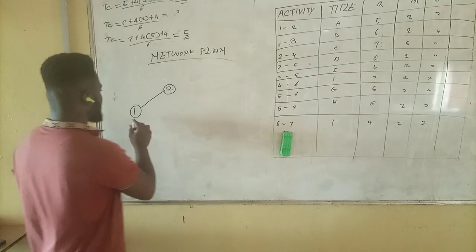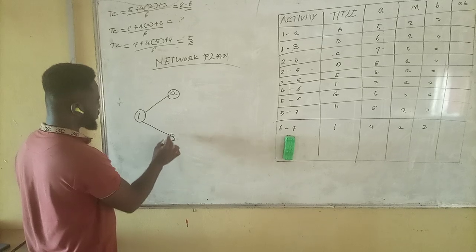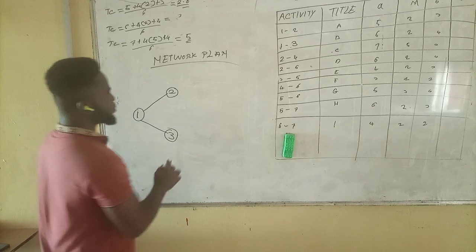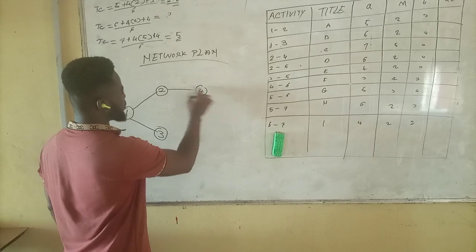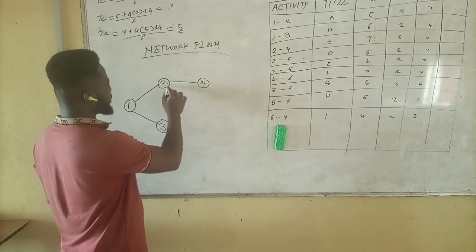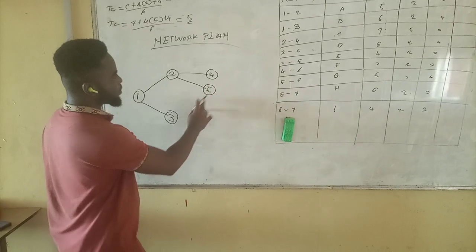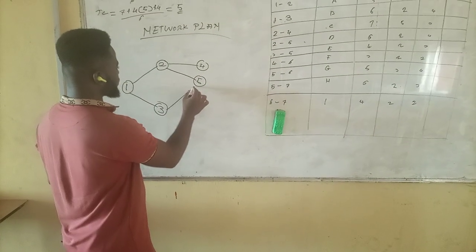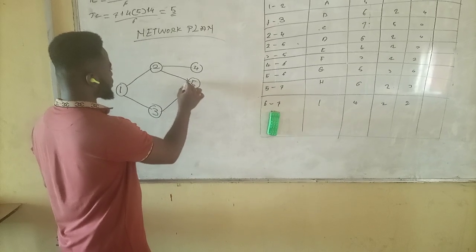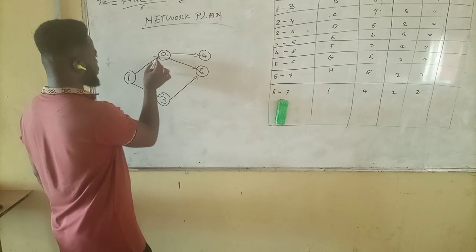Then from that activity 1 again, we'll go to activity 3. From activity 2, we go to activity 4. From activity 2 again, we go to activity 5. From activity 3, we go straight to activity 5. Please make sure you put your arrows so that you know the direction you are going.